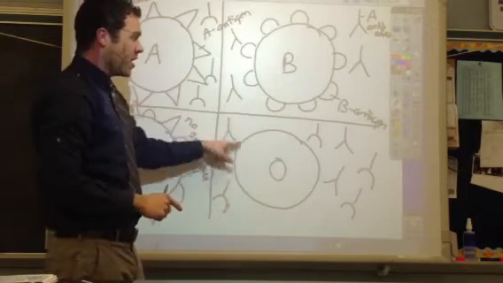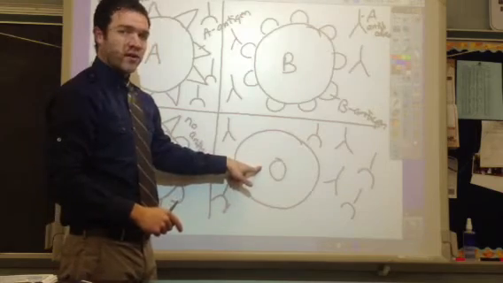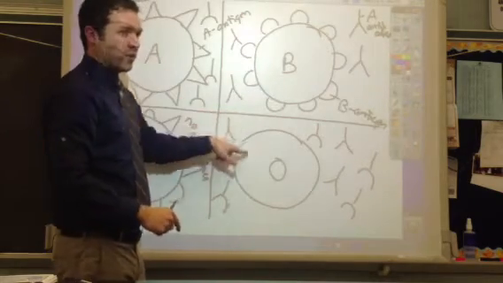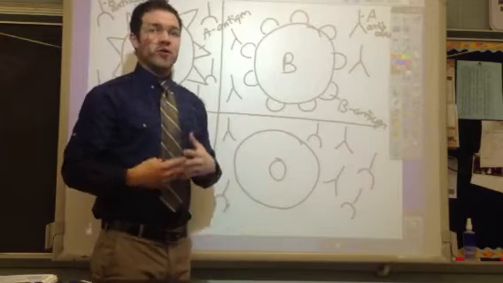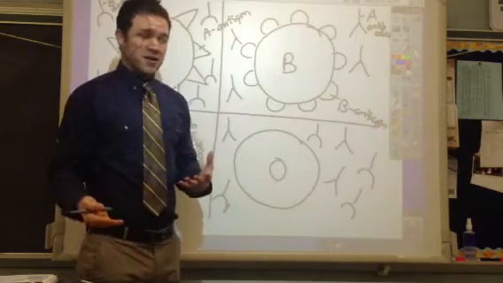So notice, nothing can go into the O blood square. But the O can go everywhere, which is why O is given the term universal donor. It can go to anybody.